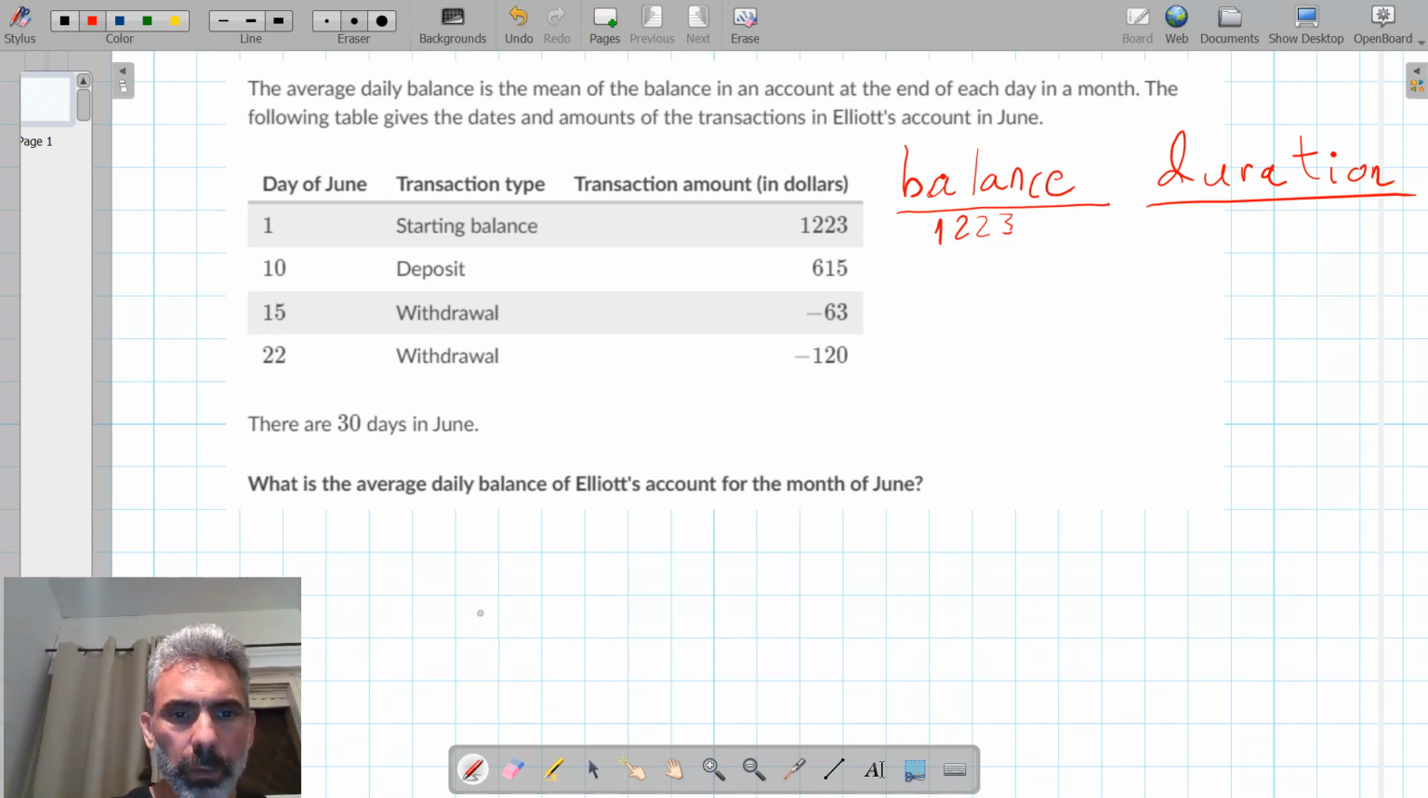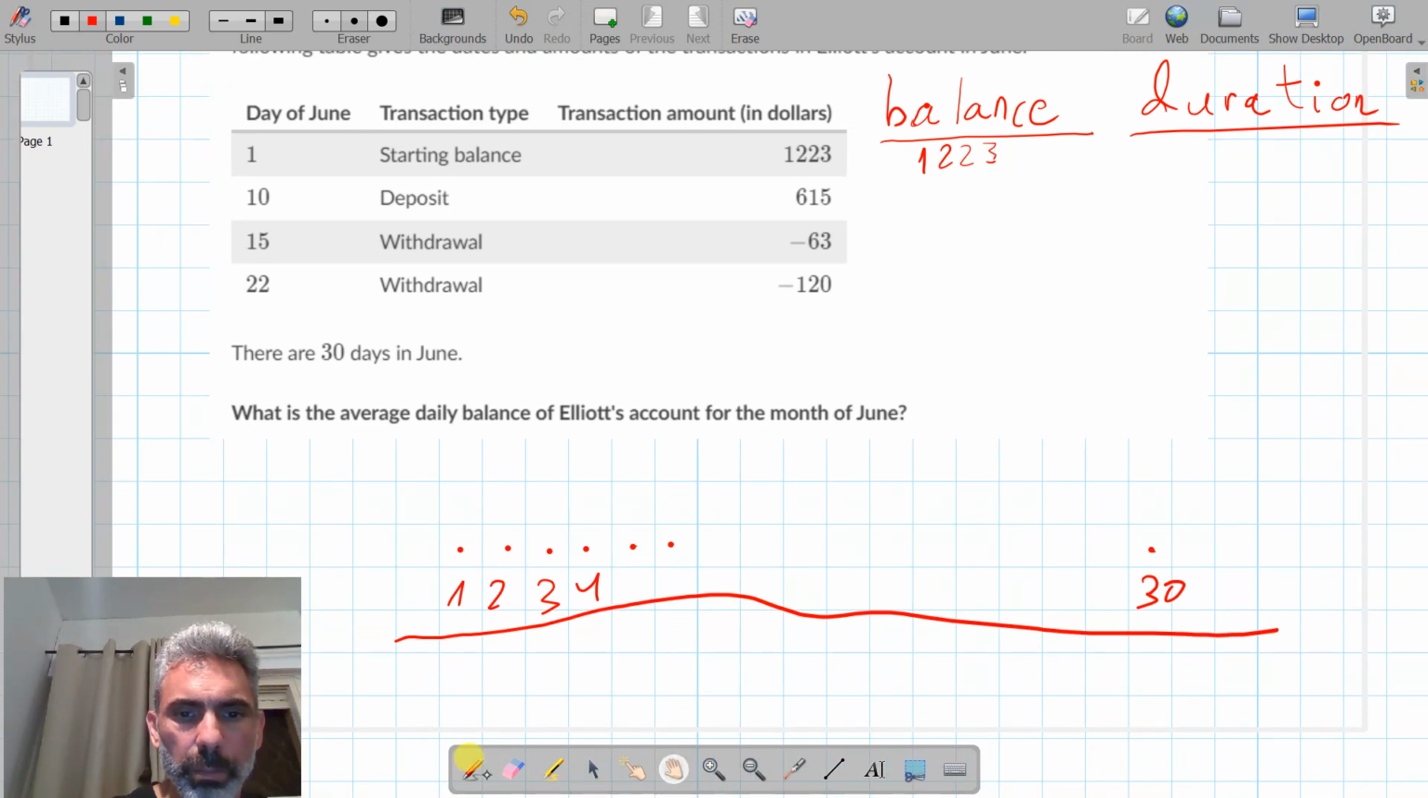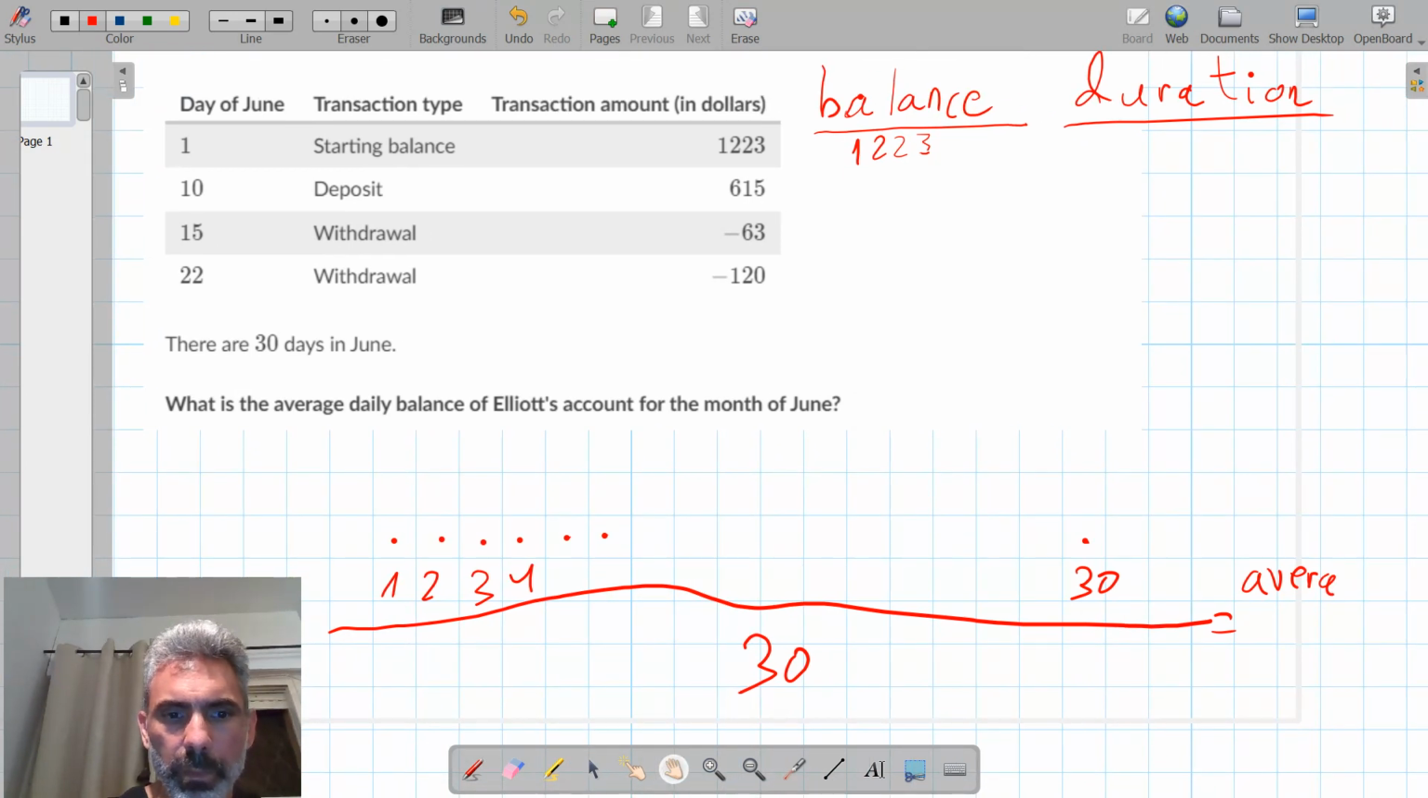We need to know for each and every day of June, June 1st, June 2nd, June 3rd, June 4th, and so on until June 30, the amount that was in Elliot's account, and then divide these 30 data points by 30 to get the average daily balance.